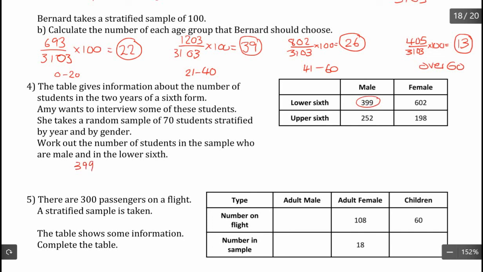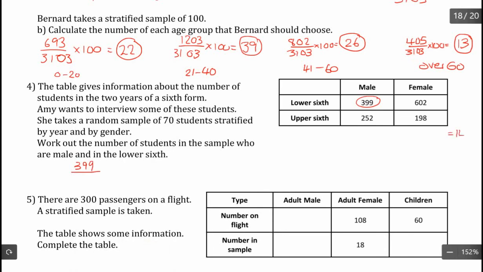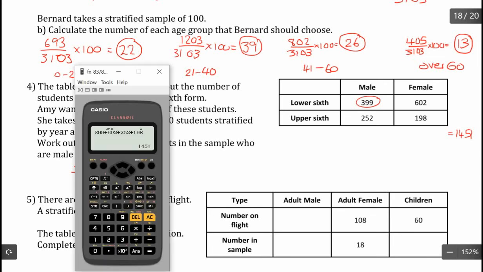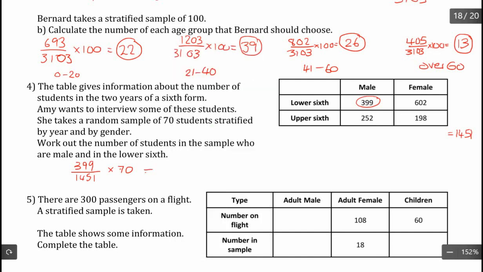So 399. We need to know how many students there are altogether. And that is 1,451. And we've got a sample size of 70. So that's 19 students.